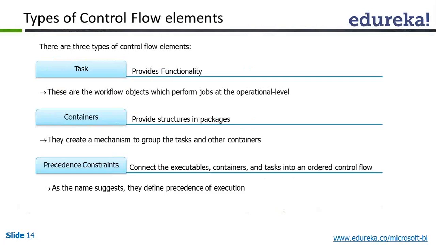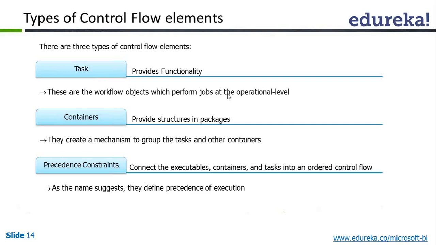Okay, so as I was showing you some of the control flow items, there are a few things you want to learn about. One is a task, right? A task can be an execute SQL task, a backup database task, an FTP task, or a data flow task. So a task gives a functionality to perform some action. These are the workflow objects which perform jobs at the operation level. For example, data flow task and execute SQL task are the things we'll be doing at the operation level, right?